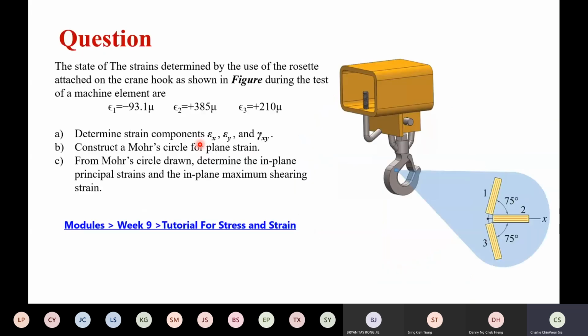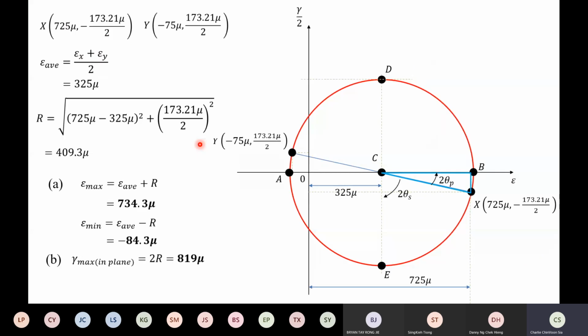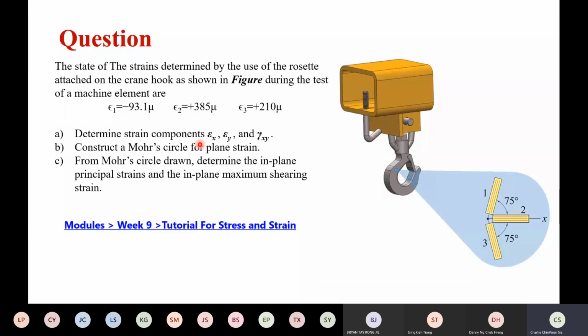So if no questions, I have a task for you. Not now. There is one question, a past question, and I think it's on the discussion board as well. From this past question, you try to answer these questions. No need to discuss with your friend, but you can view this video later on to assist you in solving the problem. I just want you to practice how to draw the Mohr's circle for the strain rosette.